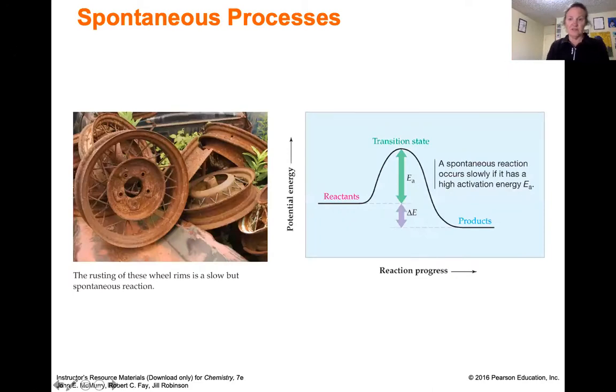So this just shows you that one process that's spontaneous is rust. So we see a lot of rusting of metal, so of iron. It's a slow process, and so we don't want to confuse a process that's spontaneous with a process that's fast.